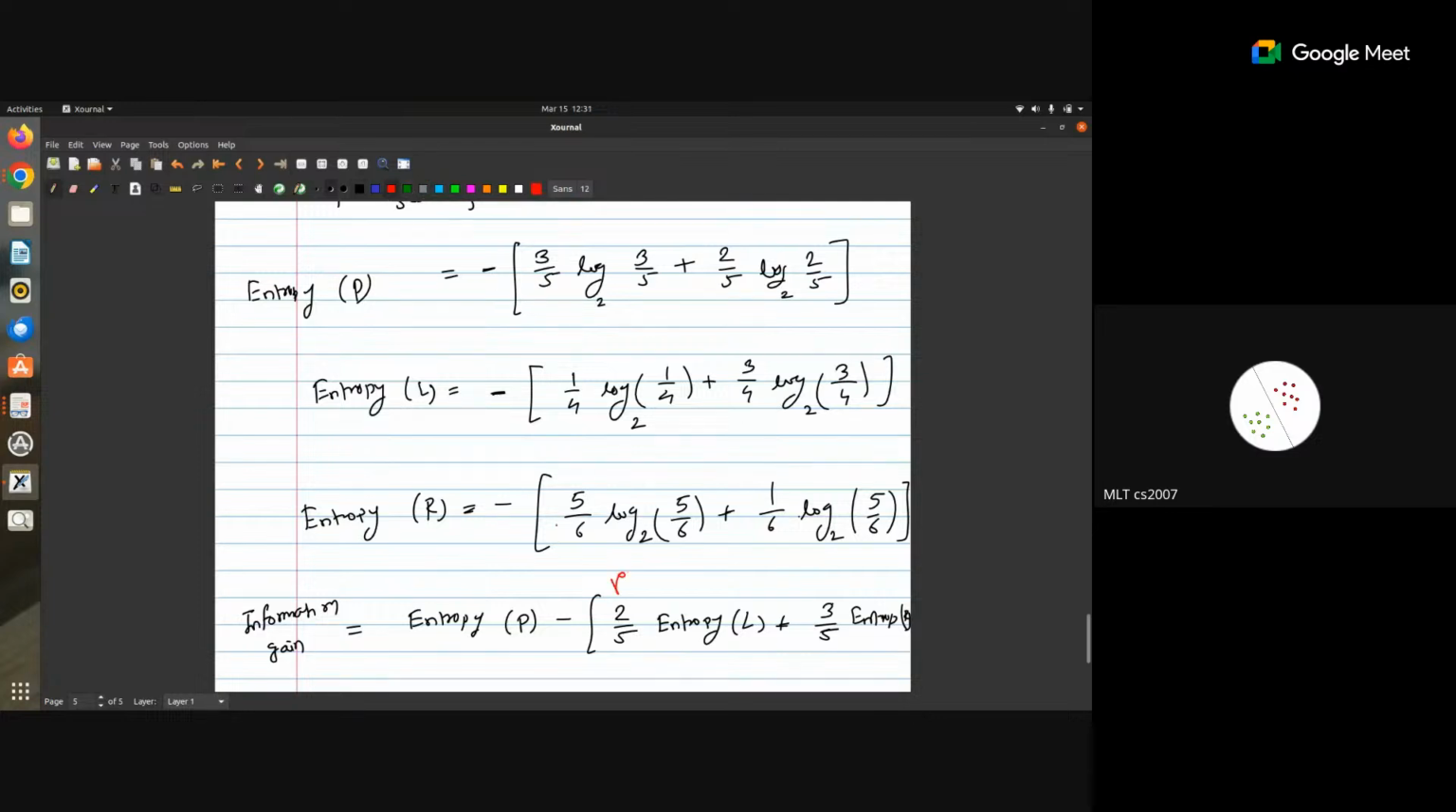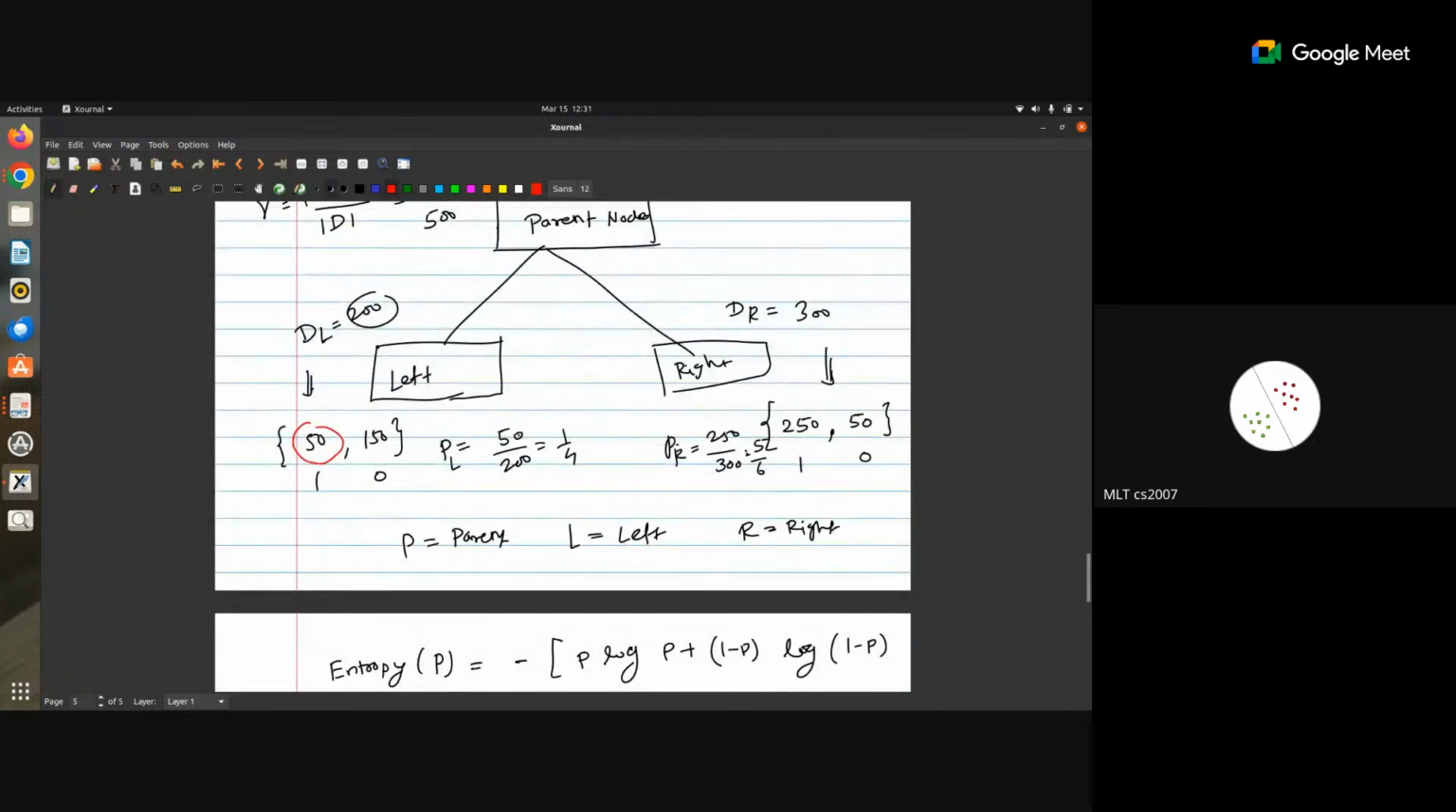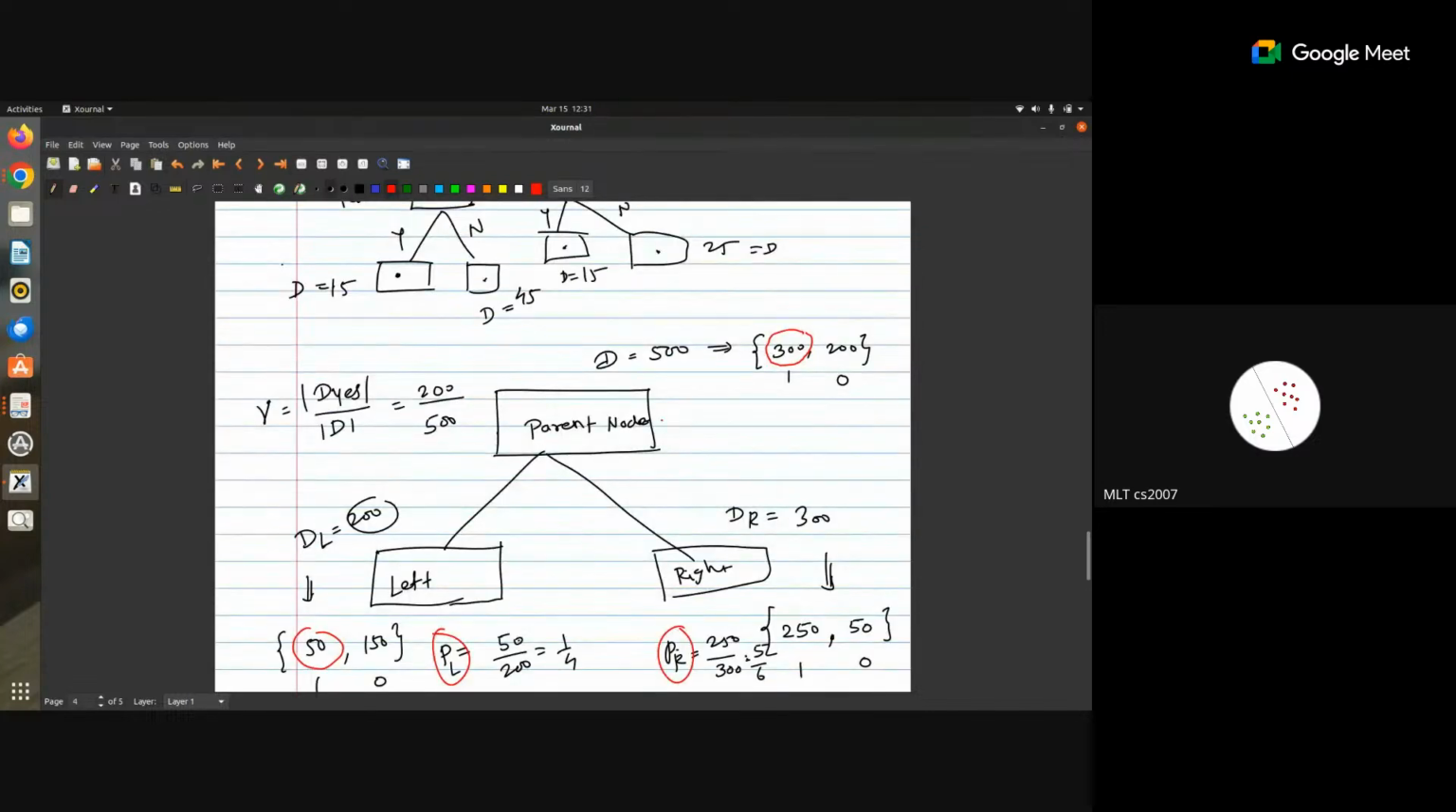This is the value for proportion of ones in the right side. This is the value for proportion of ones in the left side, and this is the proportion of ones in maybe the parent node side, right? So how many ones are there at the starting? This is how many ones are there in the left side node, PL, PR. P will be 300 divided by 500. I can say that PP, and this is the gamma.